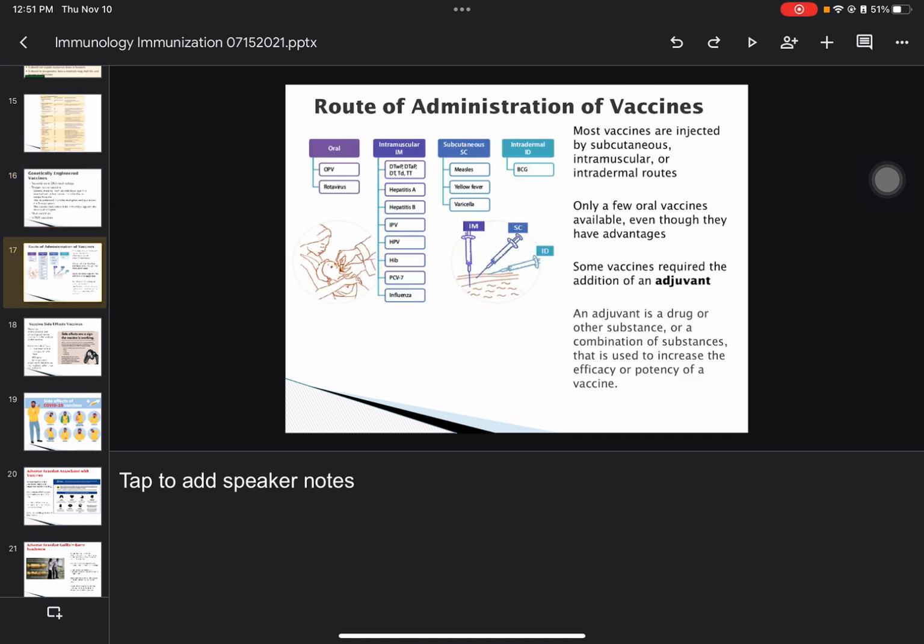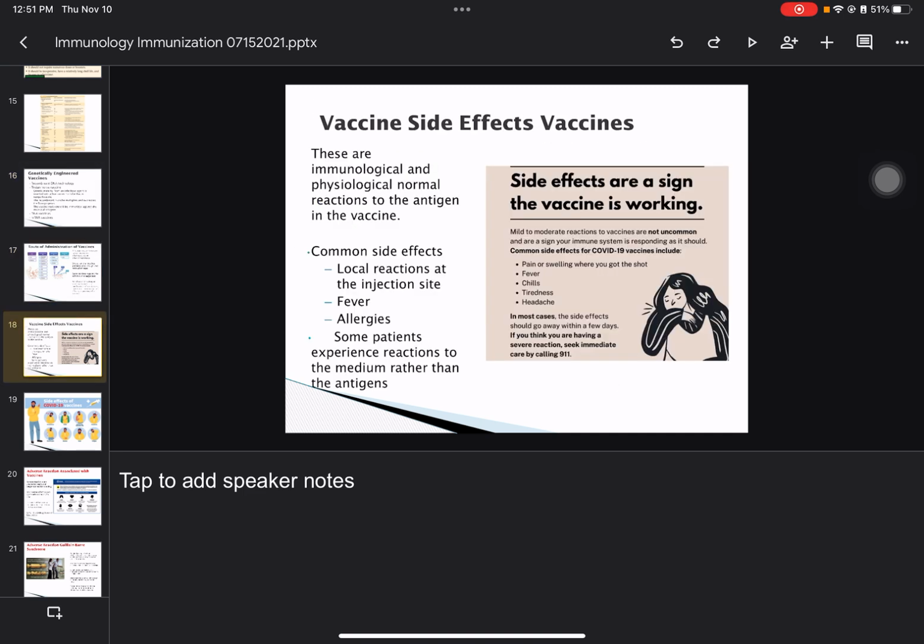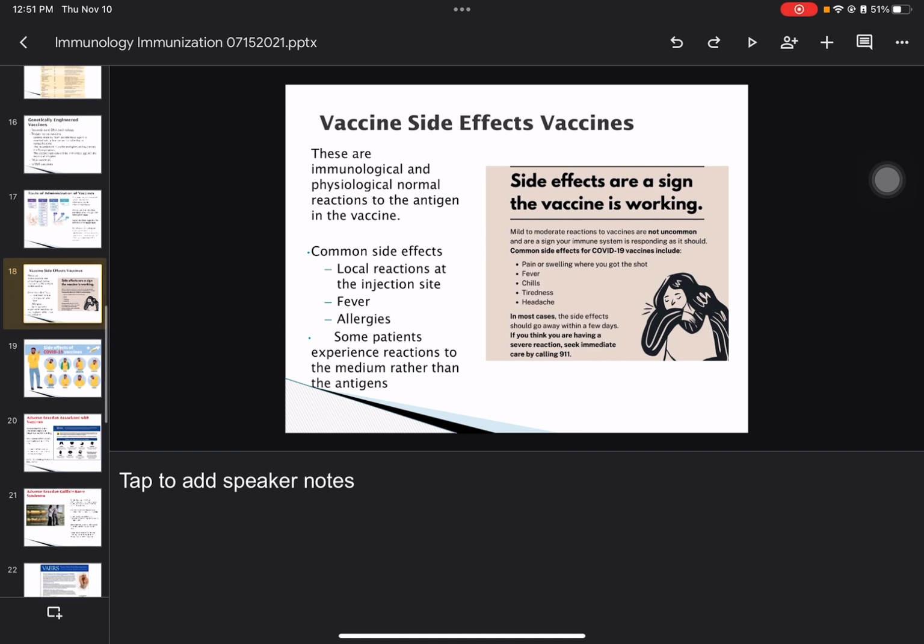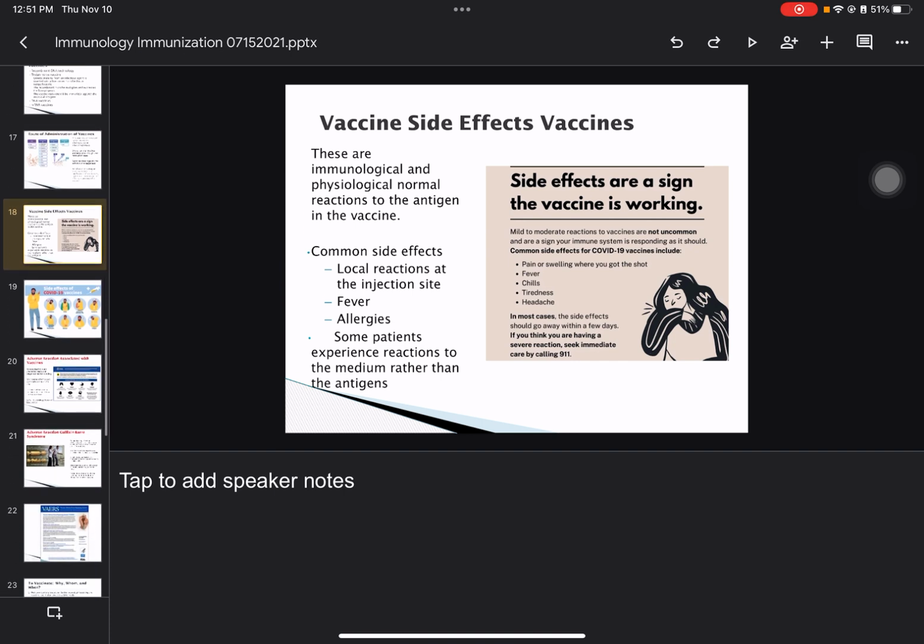But let's talk about side effects versus adverse reactions. A lot of people think that they're the same, they're not. Side effects are you feel a little feverish, you feel a little bit achy, you feel a little bit of warmth, or you might feel a little bit of pain in the area where they give it. Those are all normal. Those are all the immune system working like it should.